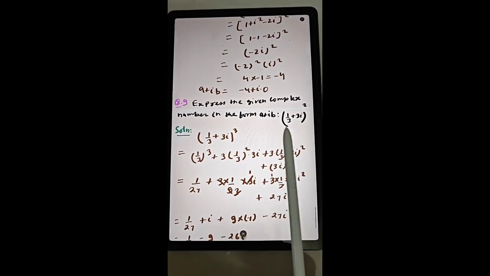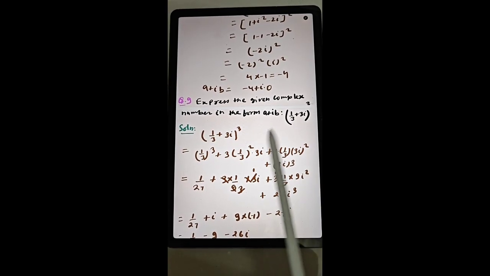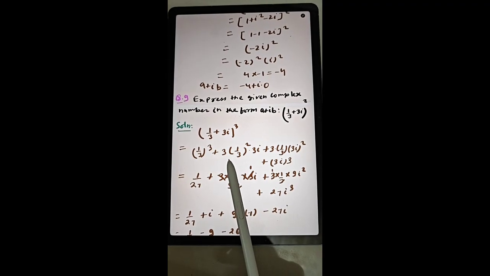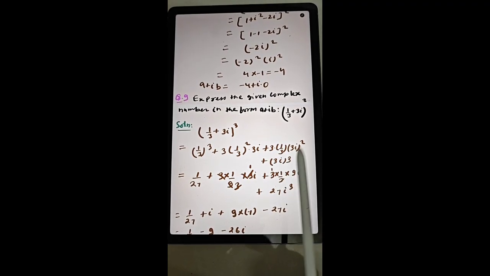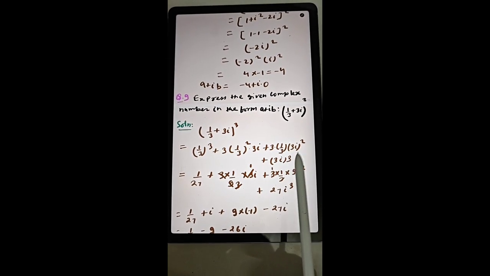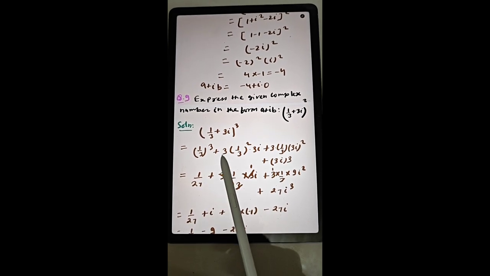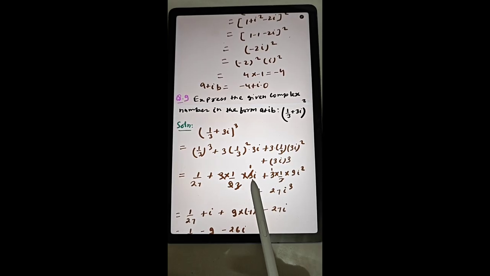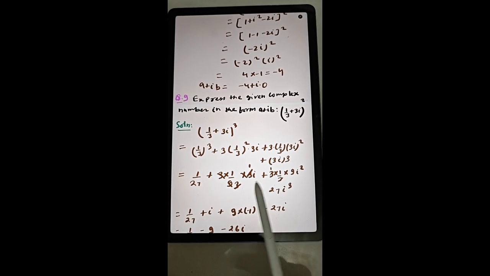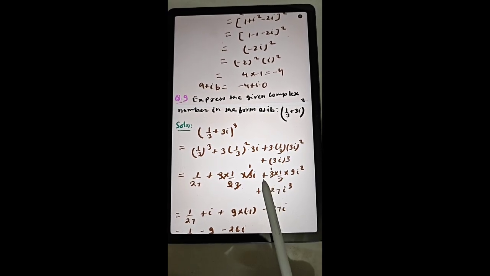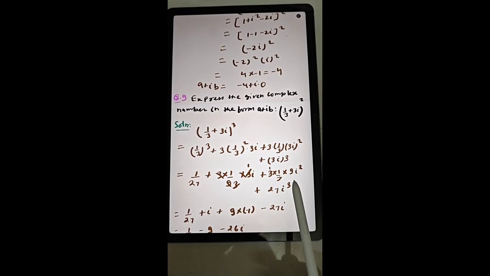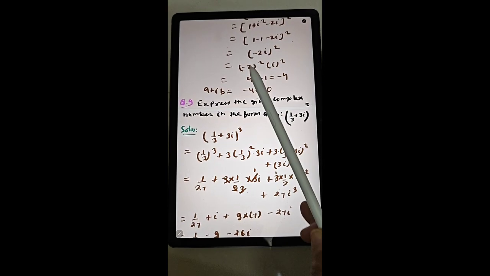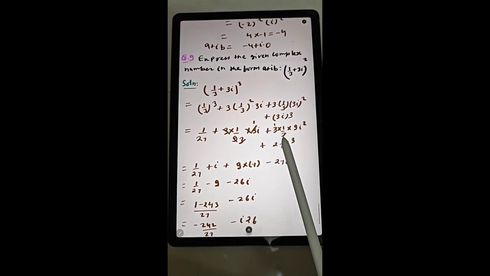Question number 9. (1 by 3 plus 3i) power 3. So (a plus b) whole cube: a cube, 3a square b, 3ab square and b power 3. So simplify it. This is 1 by 27. Here 3 and 3 cancel, so 1 by 3 into 3i. So 3 and 3 again cancel, only i. Here 3 into 1 by 3 and this is 9i square, and this is your 3 power 3, so 27i power 3. So 3 and 3 are cancelled.